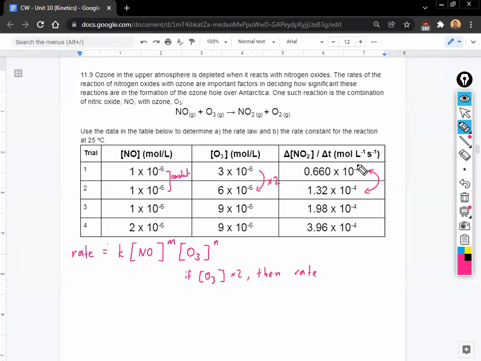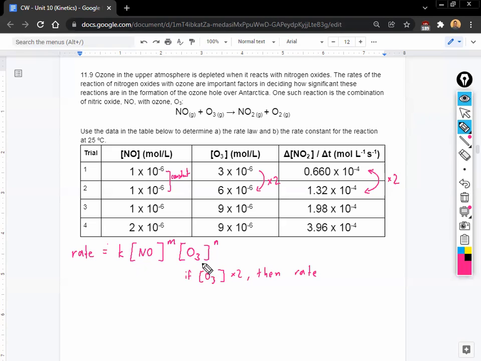Okay, so if we take a look at how the rate changes, how much does the rate change? Yeah, it's about times 2, actually exactly times 2. Okay, so if the concentration of O3 doubles, the rate will also double. So what is the exponent for O3?